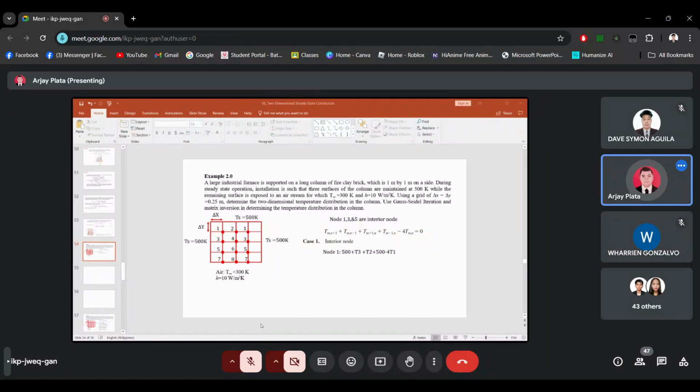Did you get it right? So we can simplify it as T2 plus T3 plus 1000 minus 4T1 equals 0. So let us remove 500 here. Okay, so yeah, that's our node 1. Question? Can you follow?